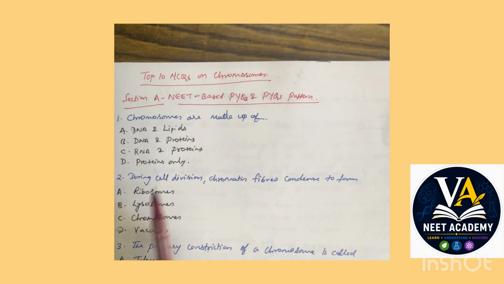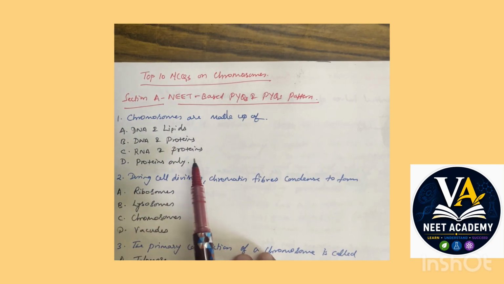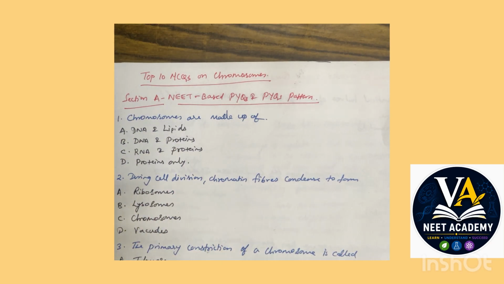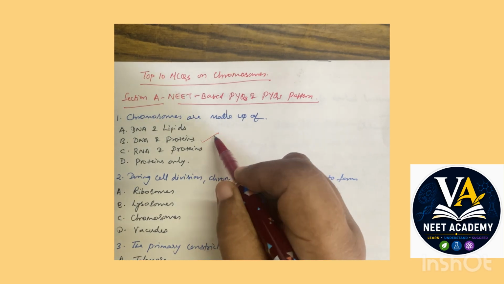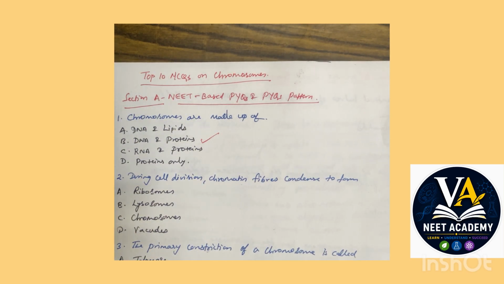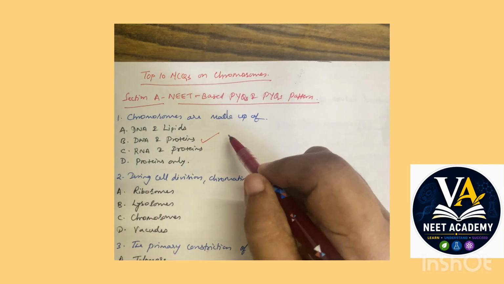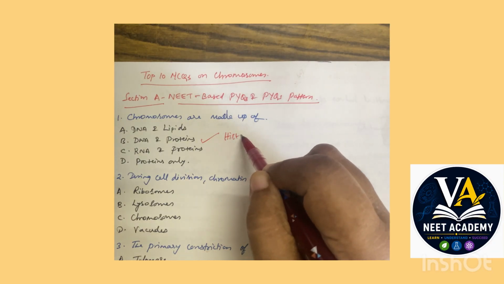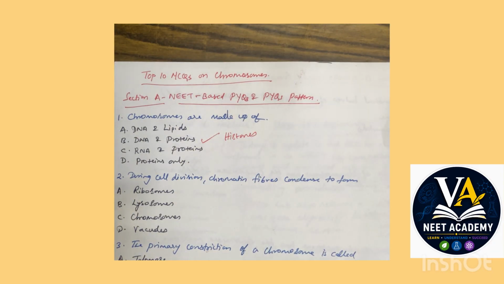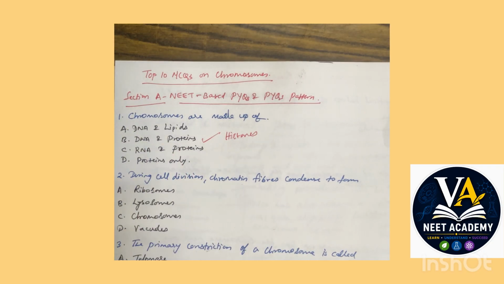Chromosomes are made up of DNA and lipid, DNA and proteins, RNA and proteins, or proteins only. What do you think it is made up of? It is made up of DNA and proteins. In one of the previous videos I have told you already, DNA is clubbed with protein, especially the protein called histones. Need not worry about the names, but for now DNA plus protein makes chromosomes.